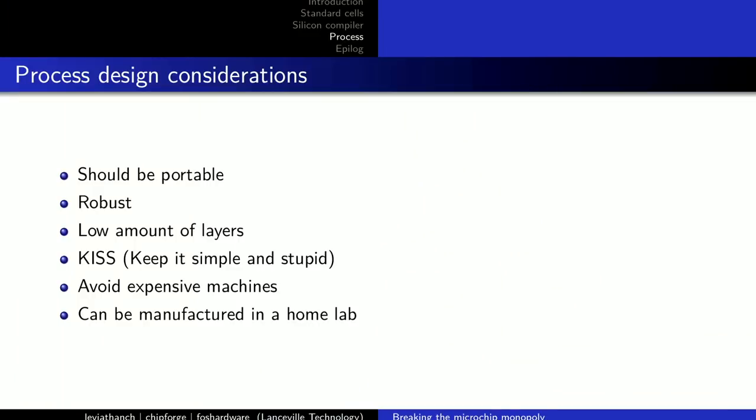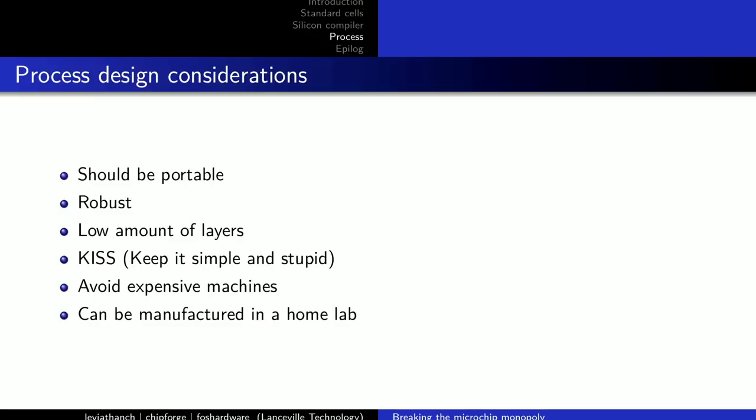When we designed the process, how it usually works when you make a process is you look at the machines you have available, what these machines can do, the optimum operation range. Then you look at what substrate, what material you have available, and then you start tinkering your own little proprietary process. That's how fabs do that.